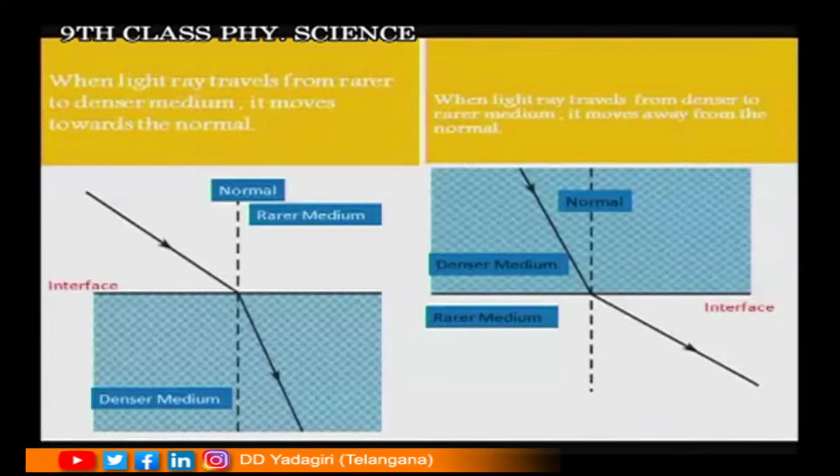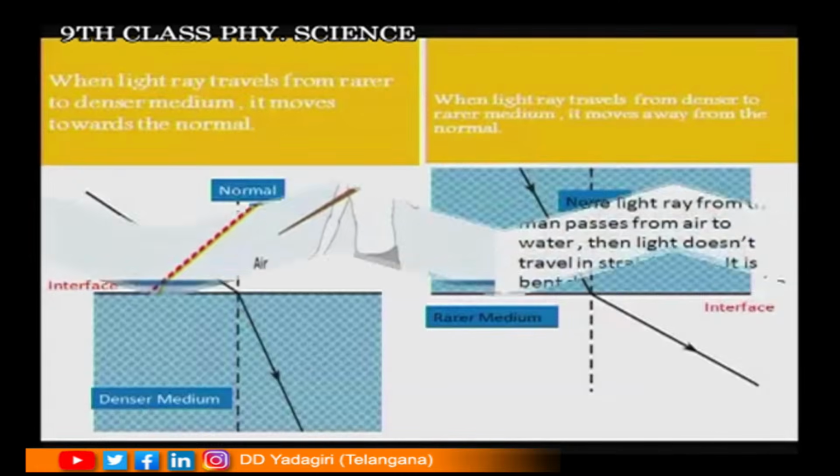Now, look at this. When a light ray travels from a rarer to a denser medium, it moves towards the normal. The incident ray is passing from rarer medium to denser medium. At the interface, bending occurs and the refracted ray moves towards the normal. And in the second case, when the light ray moves from denser medium to rarer medium, it moves away from the normal. The incident ray is passing through the denser medium, and at the interface it suffers a refraction and it is moving away from the normal.